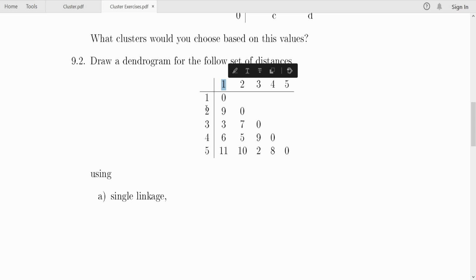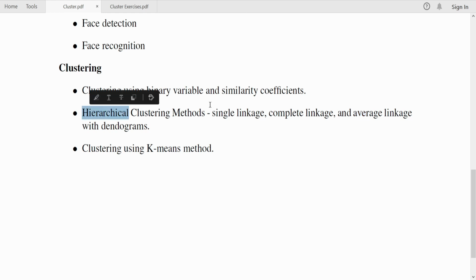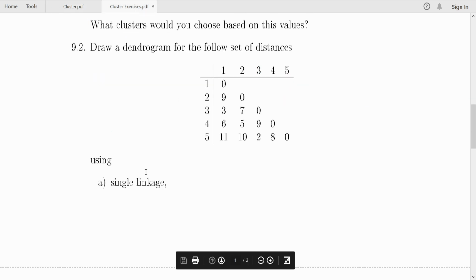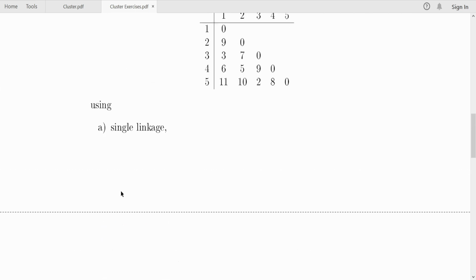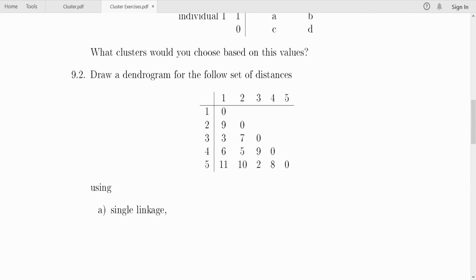If somebody does not know what a metric is, you may ask. So for example, the distance between 2 and 1 is 9. So here you would have 9 as well, right? The distance between 3 and 1 is 3. Our clustering method is hierarchical, and single linkage for A. Then we will see the complete and average. How do they work? Let's go to Excel, just a second.